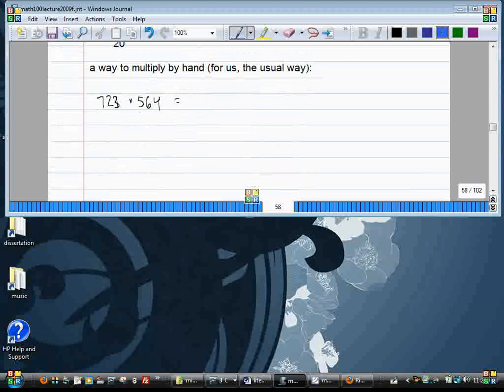Right. Stack them, right? Okay. So 723, 564, and we're going to multiply. So what do you do? 4 times 3, and what do I write down? 2, and you carry the 1. Okay, now what? Right, so 4 times 2 is 8, plus the carried 1 gives you 9, and then what? 7 times 4 is 28. Next.